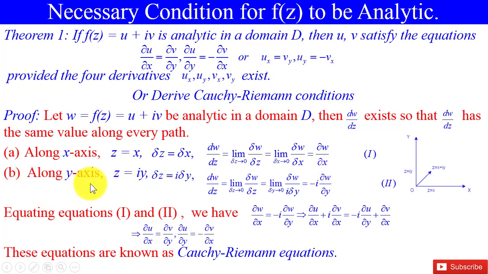Along the y axis x = 0, so z = iy. Therefore delta z = i delta y. dw by dz = limit delta z tends to 0 of delta w by delta z = limit delta y tends to 0 of delta w by i delta y, because delta z = i delta y. This is equal to minus i del w by del y.